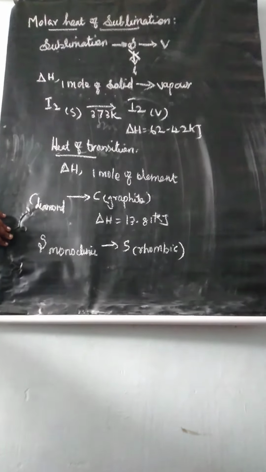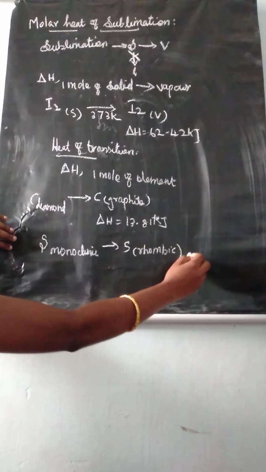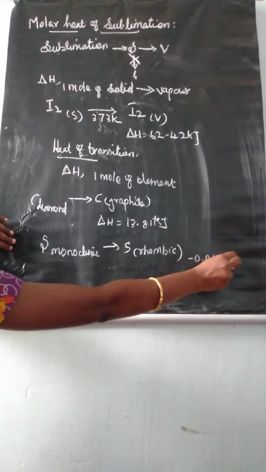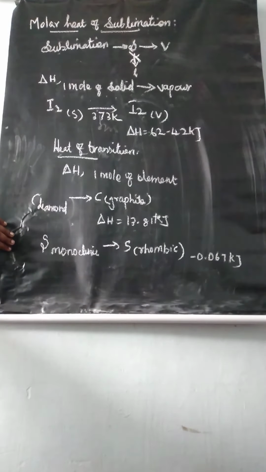Sulfur monoclinic to sulfur rhombic. Here the delta H value is minus 0.067 kilojoule. And one more allotropes example.